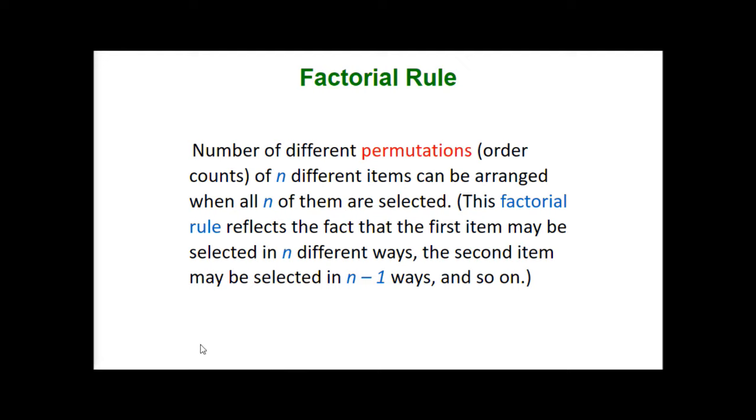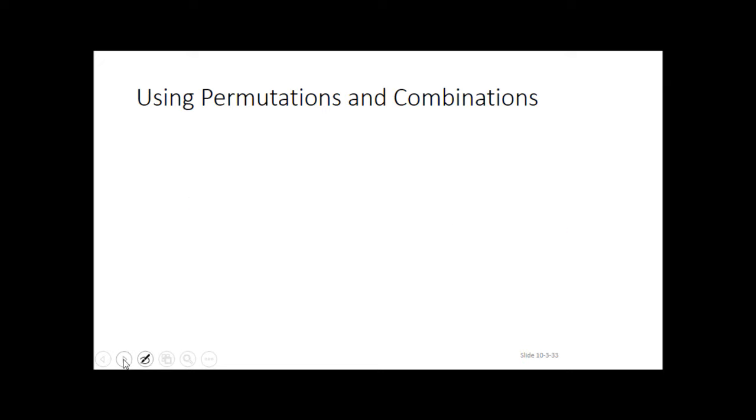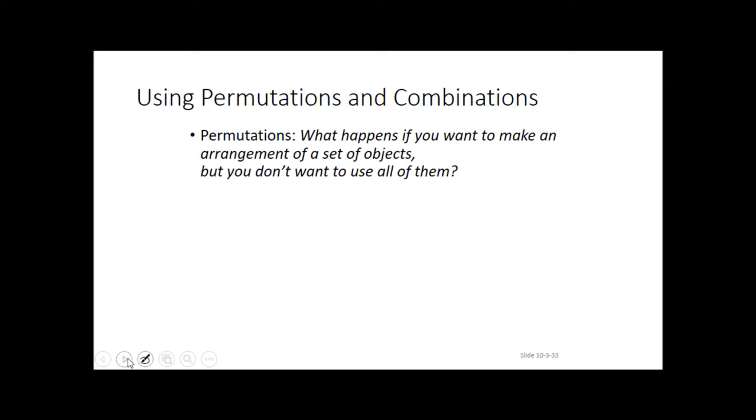I'm glad. Okay, so the number of different permutations of n different items that can be arranged when all n of them are selected reflects the fact that the first item may be selected in n ways, the second item n-1 ways, and so on. But it has to be the case that all n items are selected ultimately. When we're not using all n items, we just have a slightly different name for it. Instead of calling it an arrangement, we call it a permutation.